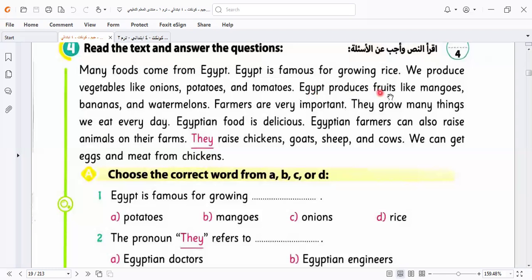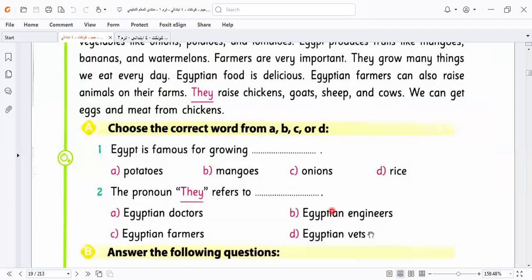Egypt produces fruits like mangoes, bananas, and watermelons. Farmers are very important. They grow many things we eat every day. Egyptian food is delicious. Egyptian farmers can also raise animals on their farms. They raise chickens, goats, sheep, and cows. We can get eggs and meat from chickens.